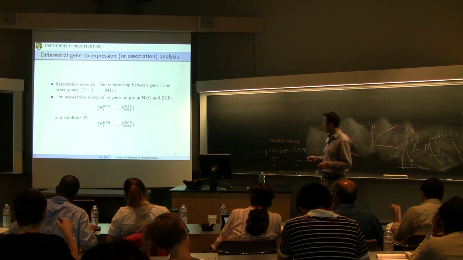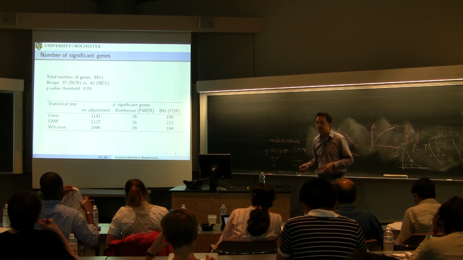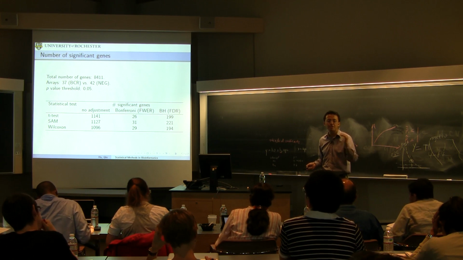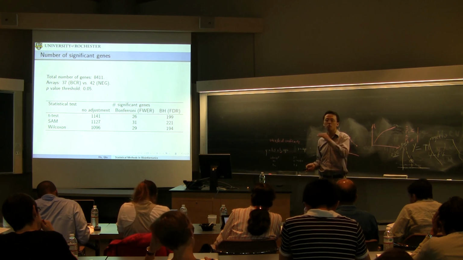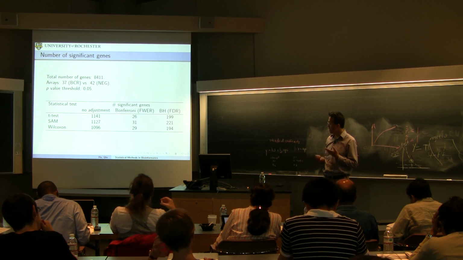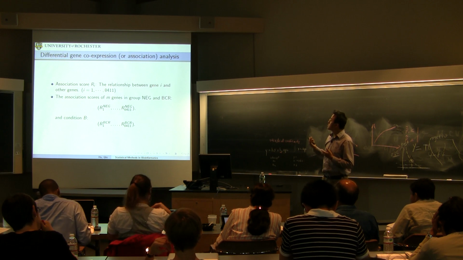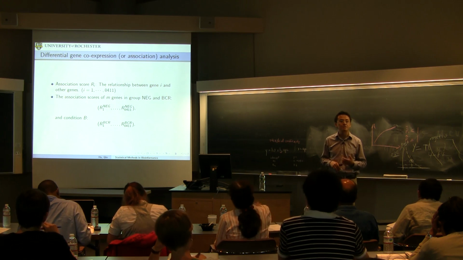Okay, these are all about the so-called differential gene expression analysis. We focus on the mean difference of each gene to see if they have any difference across normal or abnormal groups. The next analysis tool I'm going to cover is so-called differential gene coexpression or differential gene association analysis.